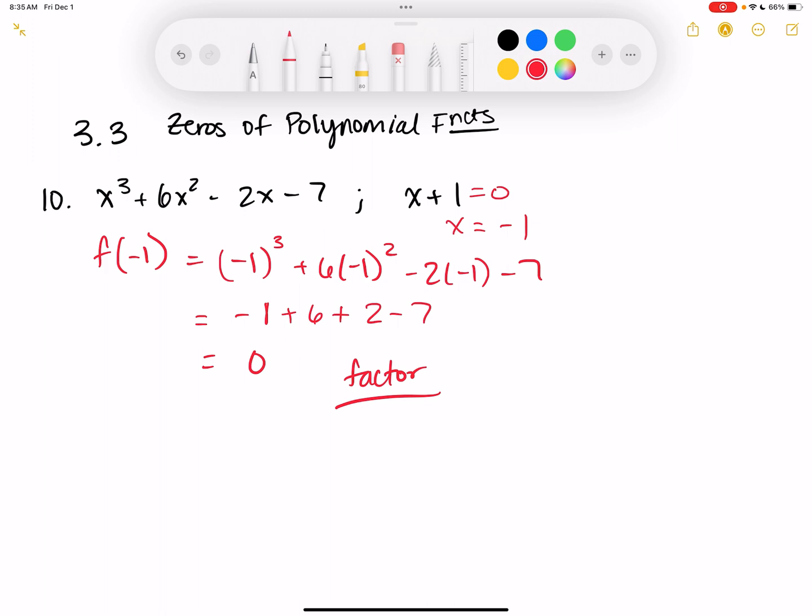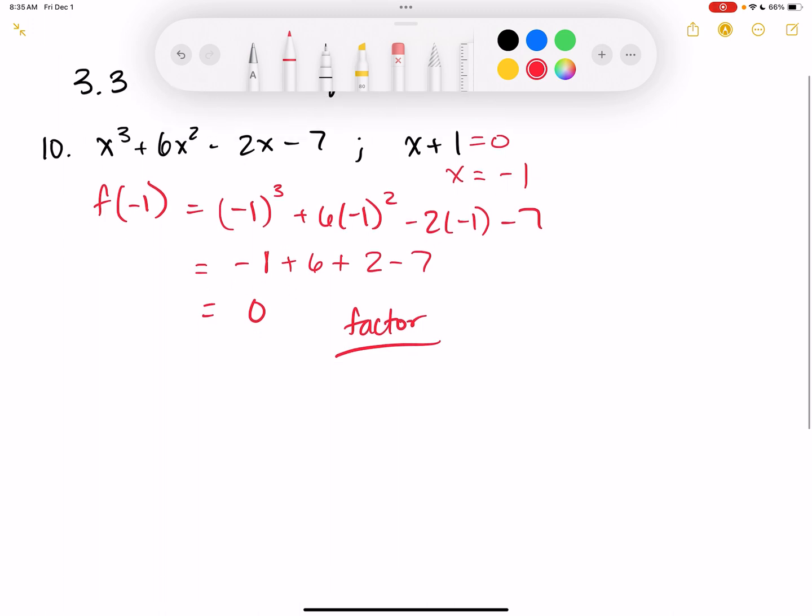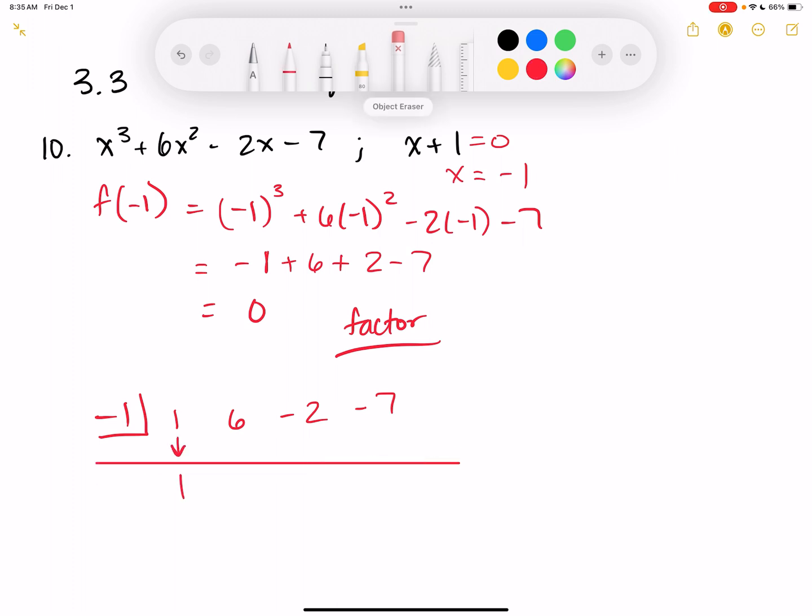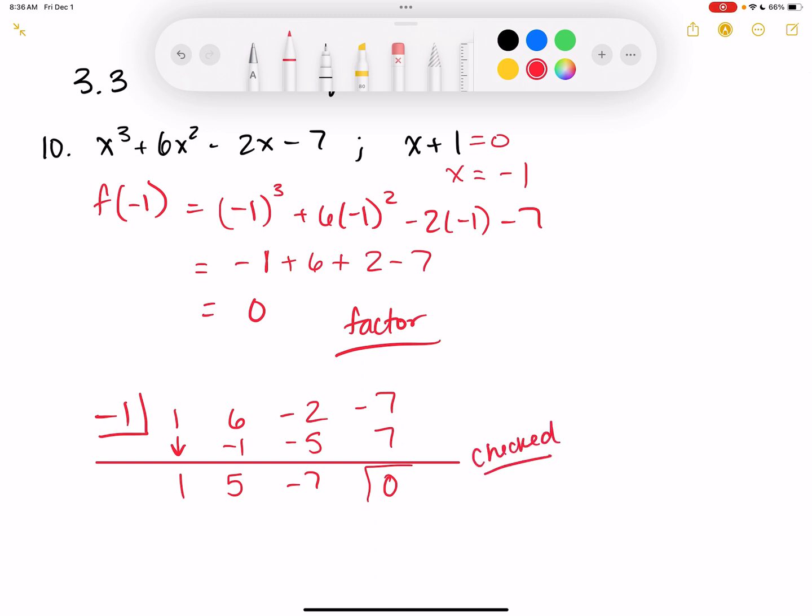All right, so we can also check it by synthetic division, which is what we did yesterday. So by putting in -1 in the box, and then 1, 6, -2, -7. So bring down the 1, times -1 is -1, plus 6 is 5, times -1 is -5, it's -7, times -1 is +7, minus 7 is 0. So we basically just checked that it is a factor.